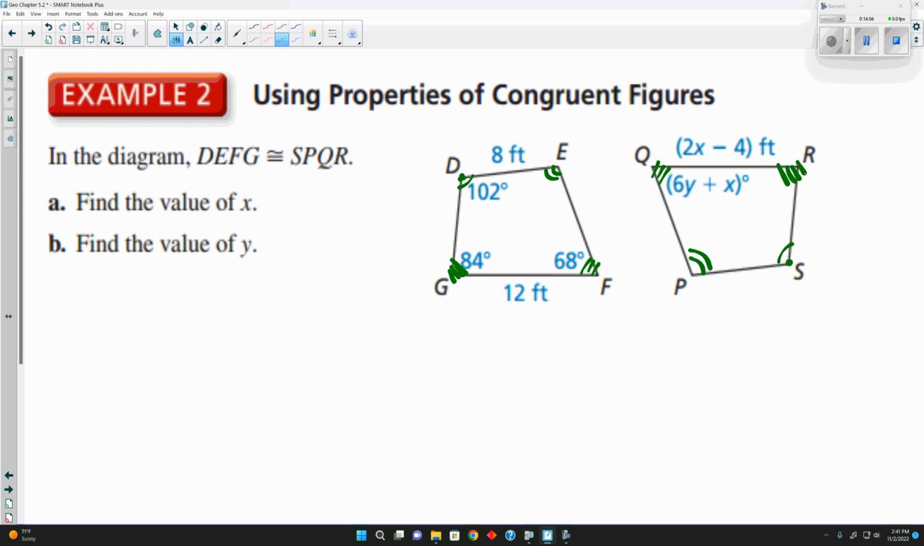So we know that 6y plus x is 84 degrees, yes? So, yes.